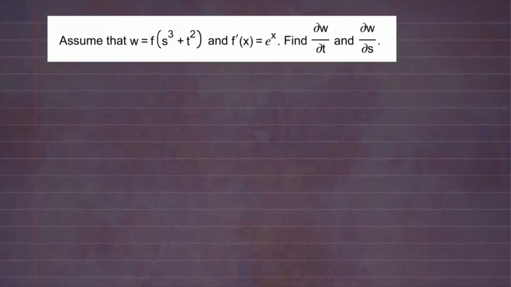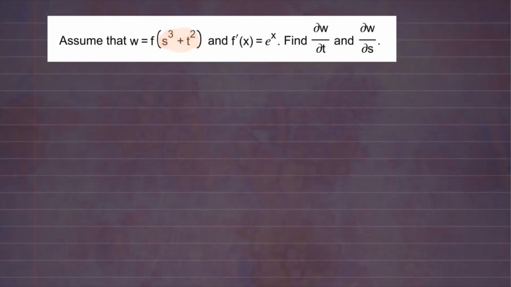So now here you have w is equal to f of s cubed plus t squared. And we're also given f prime of x is equal to this function. And we want to find the partial of w with respect to t and the partial of w with respect to s. Now, to answer this problem, a tree diagram will be very helpful. So we know w is a function of f, which is a function of s and t. Now, because of this statement, we're actually going to replace the input of f with x.